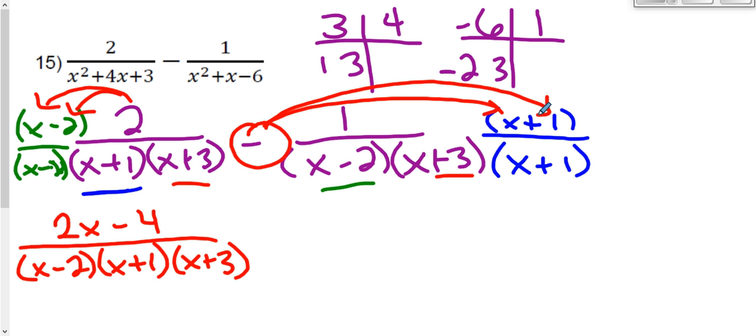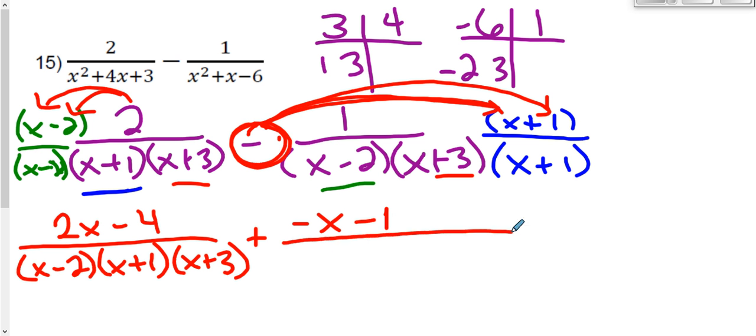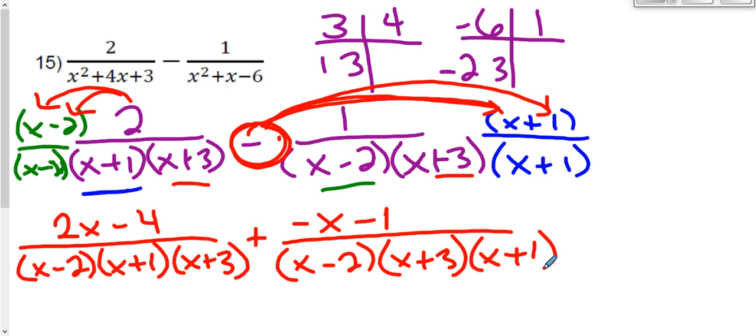If I distribute the negative from out front, I can change it into a positive and just change the signs of everything inside the parentheses. So instead of subtracting x, I can just say plus negative x. And instead of subtracting 1, I can just say minus 1. So I've distributed this negative to everything inside the parentheses. And that denominator again is x minus 2, x plus 3, and x plus 1.